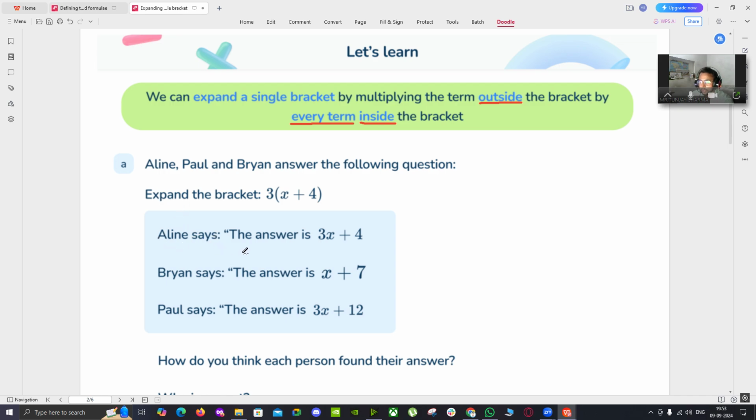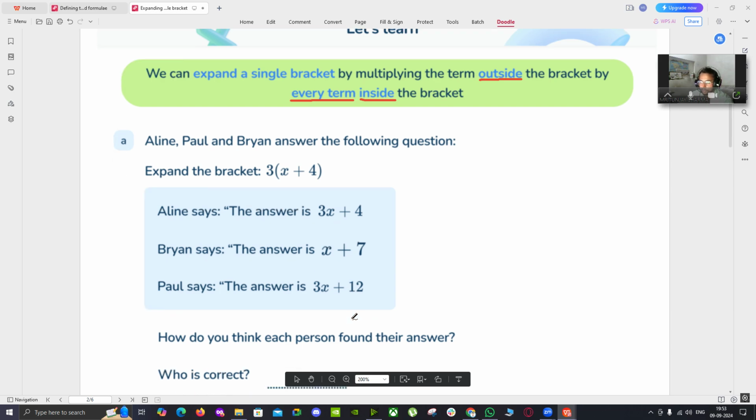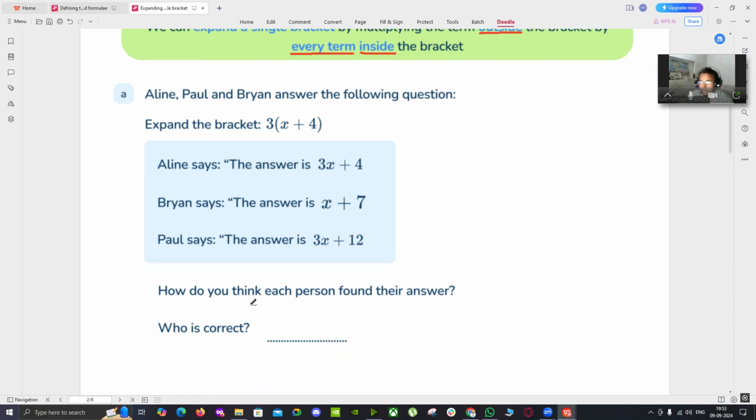So Aline is saying the answer is 3x plus 4. Brian says the answer is x plus 7. And Paul says the answer is 3x plus 12. So, how do you think each person found their answer? Let's discuss that and also find out who is correct.